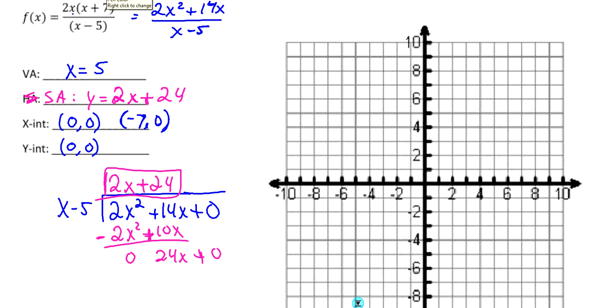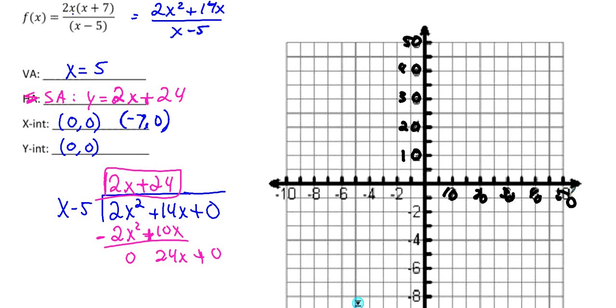So we have a vertical asymptote at 5. So let's graph that at 5. Well, actually, let's wait, because we're going to need to rescale our graph so that it'll fit. And you'll see what I'm talking about in a minute. Okay, so basically I'm going to change my scale from 1s to 5s. So this is going to be 10, 20, 30, 40, 50, like that.